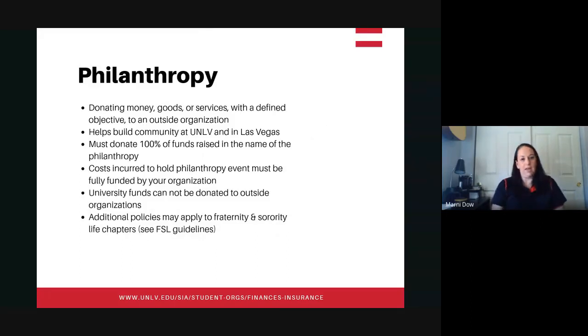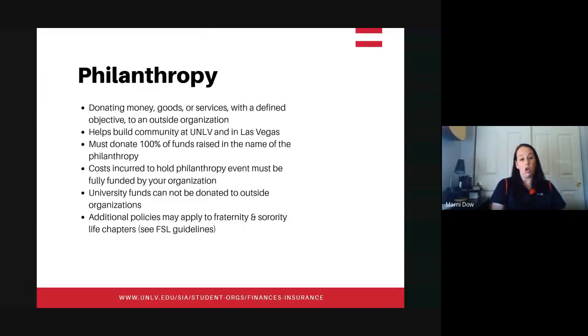And then I want to touch on philanthropy efforts. We define philanthropy as donating money, goods, or services with a defined objective to an outside organization. So that's not fundraising for their individual organization. That might be that they want to fundraise to give money to St. Jude's or Opportunity Village or another nonprofit organization. It helps build community at UNLV and in the Vegas Valley. But when you're talking about philanthropy, 100% of the funds that you raise need to go to that outside organization. If you're saying that you're raising money for that organization, all the money needs to go to them so that donors understand what's being done with the money that they're giving.